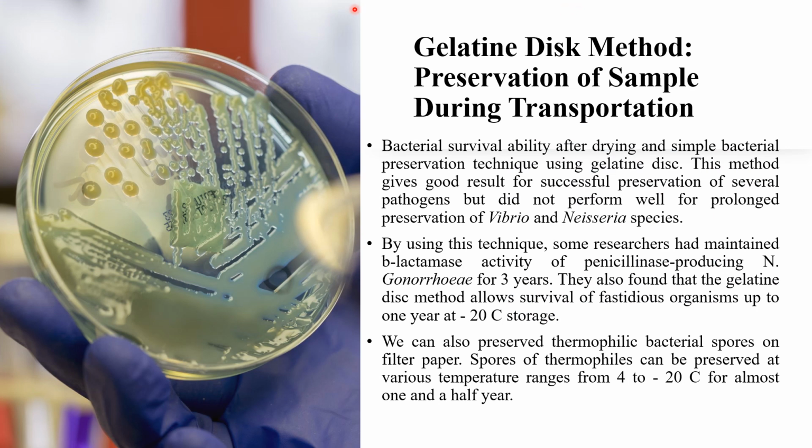The second technique in advanced microbial preservation is the gelatin disc method. As we all know, gelatin is a solidifying agent, so we can use it for microbial cell preservation. First of all, we have to understand why we need to use this type of method.